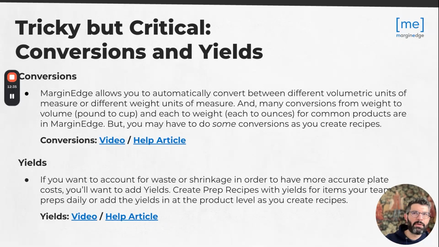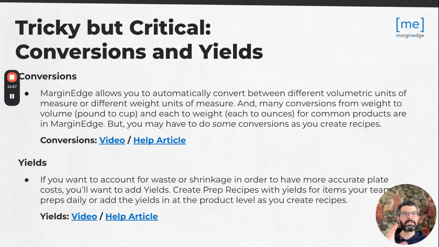And then I'll just spend one moment on two things that can get a little bit tricky. So MarginEdge automatically allows you to convert between volumetric units of measure or weight units of measure. But sometimes you buy your ingredient by weight, and you want to put it in a recipe by volume. So let's say you buy your rice in the 50-pound bag, but you want to put a cup of rice into your recipe. We've built many common conversions into MarginEdge, like for rice, for example.